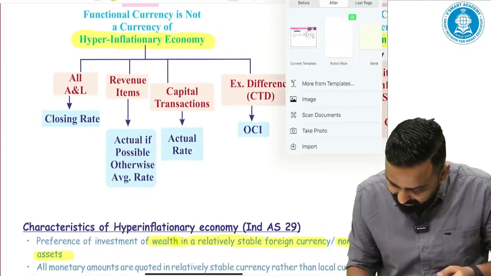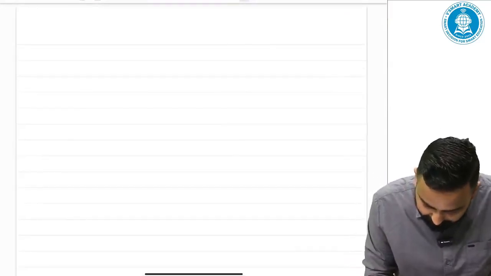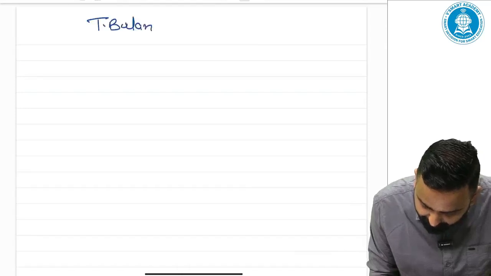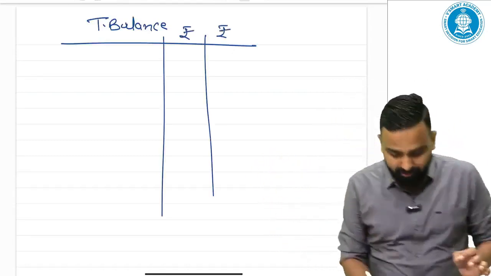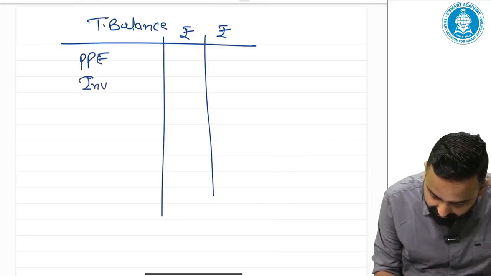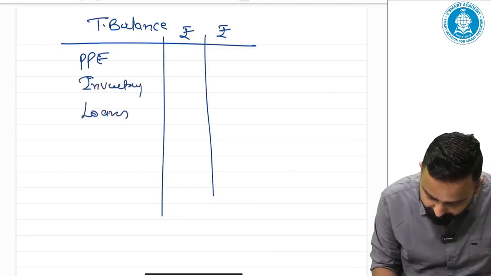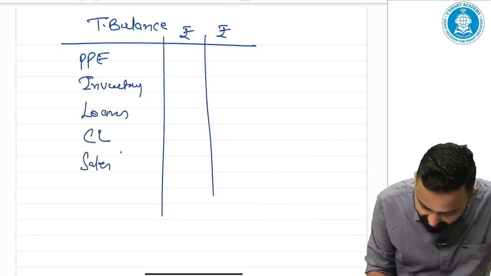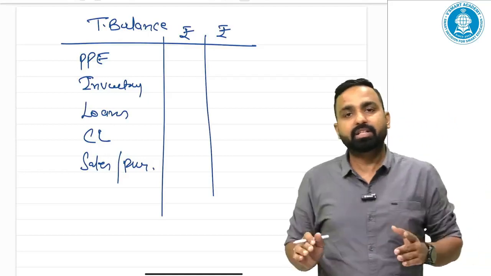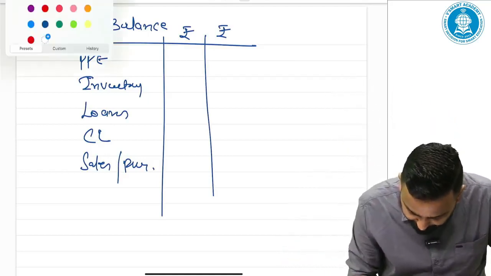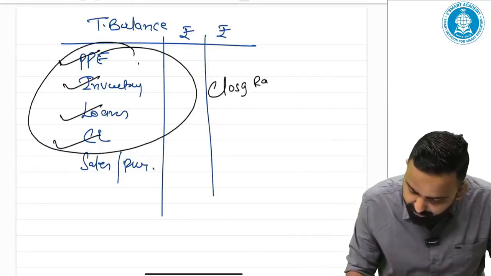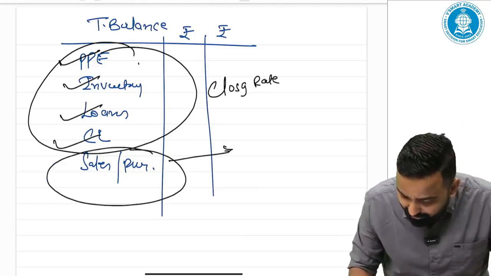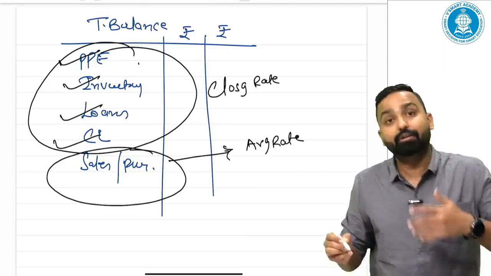Now, what I'm actually trying to discuss is this. There is my trial balance, and all my items are in rupees. There are PPE, inventory, loans, current liabilities, sales and purchases, etc. Now PPE, inventory, loans, current assets and current liabilities are all to be translated at the closing rate. All the revenue items are to be translated at the average rate, actual if possible, otherwise average.